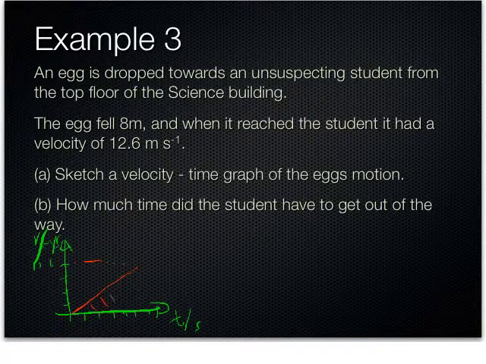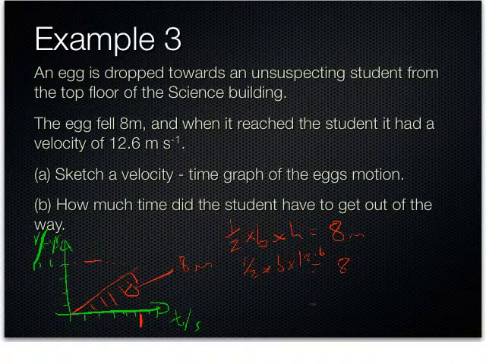Now, what do we know? We actually know that the area under this graph is going to be equal to 8 meters. So, how do we find the size of this side of a triangle? Well, we know half base times height is going to be equal to 8 meters. So, half times the base times 12.6 equals 8. So then we solve for the base, and you get about 1.27 seconds, something like that.